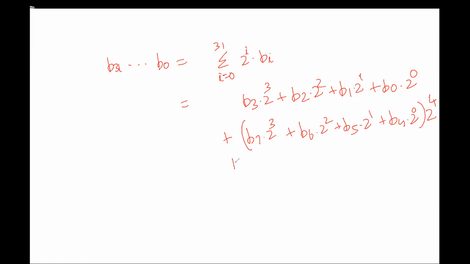Similarly, you can write the same for B11 into 2 cube plus B10 into 2 square plus B9 into 2 power 1 plus B8 into 2 power 0, all into 2 power 8. Are you all with me on this summation here, guys? How we are rewriting this summation? This is 2 power 8.